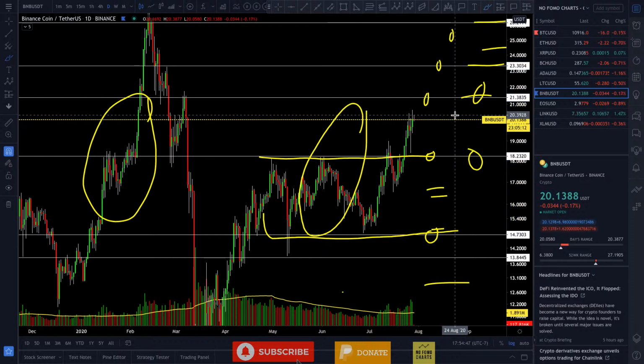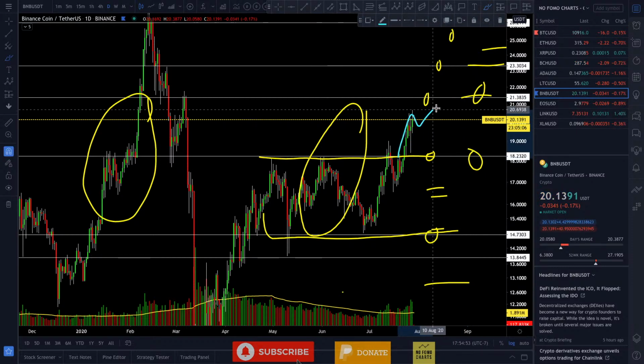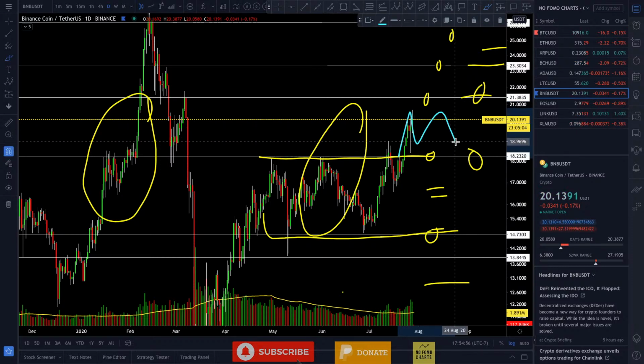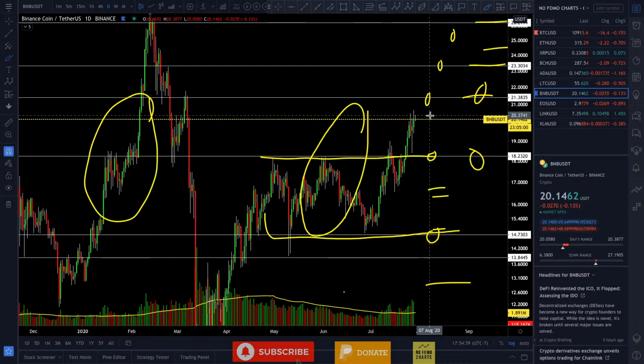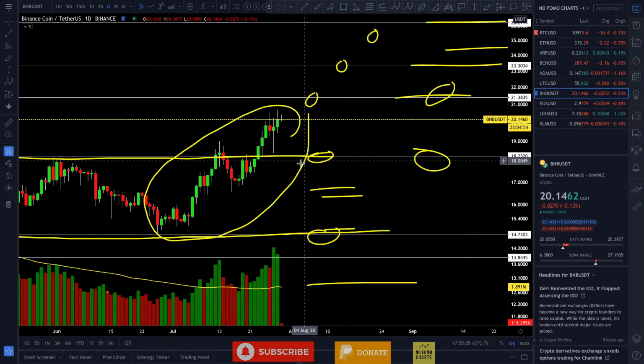It's possible, right? But if we find some strong resistance, a double top could happen, like this could happen, right? Finding resistance at 20, it's possible. So again, Binance Coin, when it breaks out, it's going to break out, okay? So we just want to very carefully, closely watch for this.